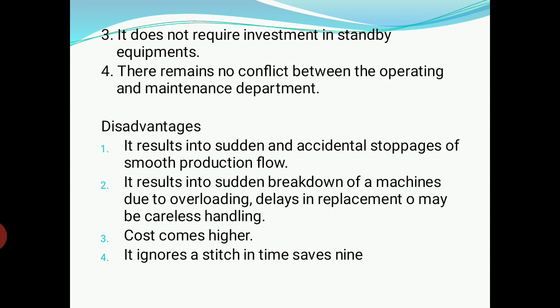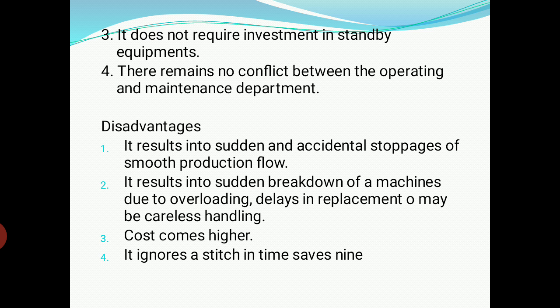Next is, there remains no conflict between the operating and maintenance departments, because, as we have said, no maintenance department is carried out or maintained. You don't need a team of people to take care of the maintenance. Ultimately, it is the operating staff which takes care of the maintenance in breakdown maintenance types. So these are the 4 advantages. As the coin has 2 sides, here again there can be disadvantages or limitations of this type of breakdown maintenance. Let us see them.